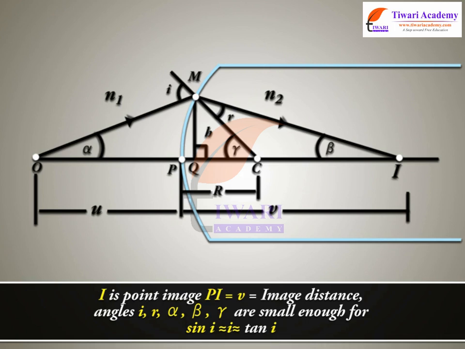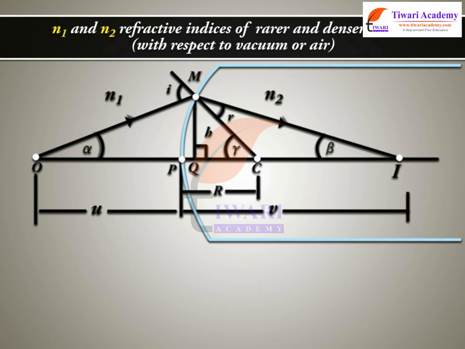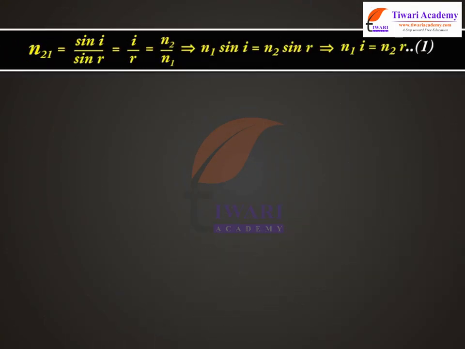Angles i, r, alpha, beta, gamma are small enough for sin i, tan i to hold. n1 and n2 are refractive indices of rarer and denser media with respect to vacuum or air. n21 is equal to sin i by sin r, which is equal to i by r, which is equal to n2 by n1. n1 sin i is equal to n2 sin r. So n1 i is equal to n2 r.